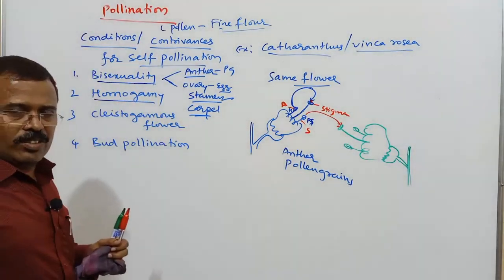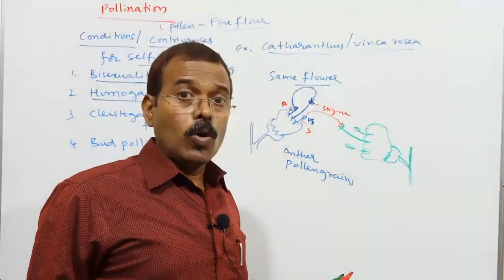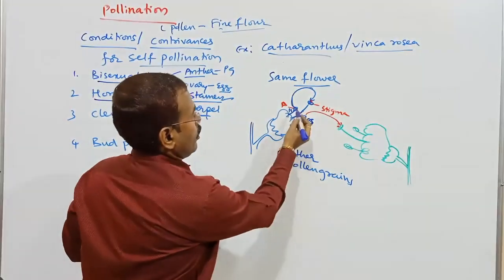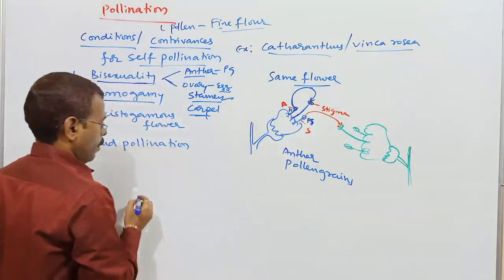The second condition is homogamy. What is the meaning of homogamy? Listen. This is the anther, this is the stigma.